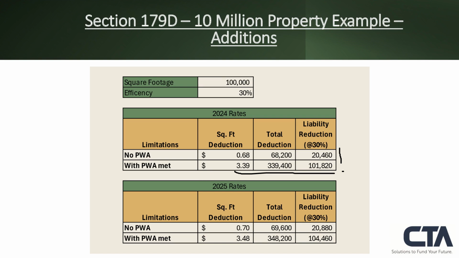So again, this just shows how big of a difference prevailing wage and apprenticeship means on these buildings. But it also shows that if you don't meet these prevailing wage requirements, there is a big opportunity to really limit your liability simply by doing the same thing that you always do within your business.